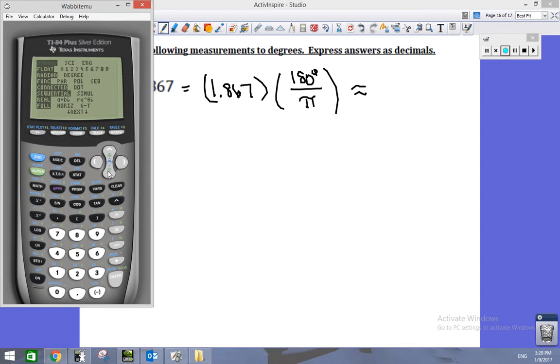Let's fix it to 3 decimals. So we'll take this 1.867 and we'll multiply it by 180 divided by pi. And so this will round it to 3 decimals for us. So 106.971.